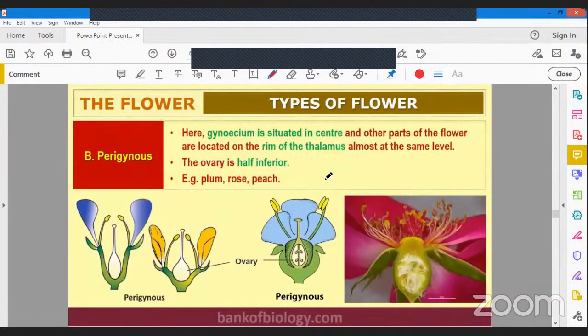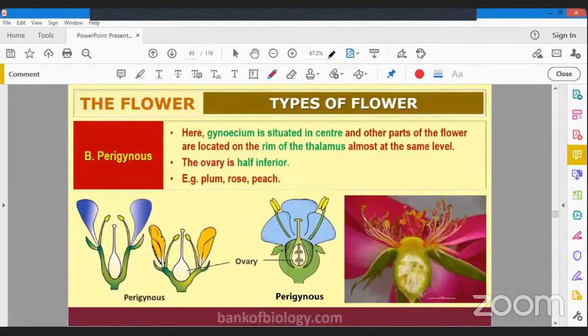Done. Next, perigynous. What is perigynous? The perigynous condition is where the gynoecium is situated in the center, and all the parts of the flower are located at the rim of the thalamus, almost at the same level. The ovary is half inferior. Example, plum, rose, and peach. Take down: plum, rose, and peach.